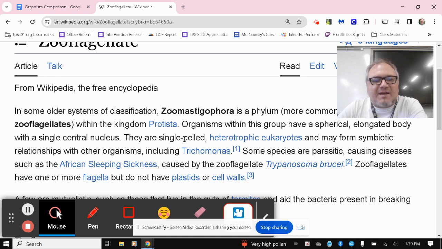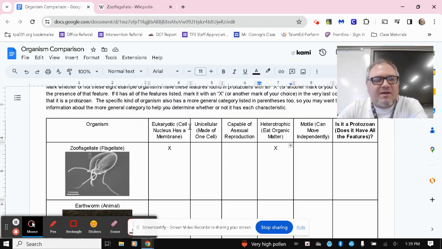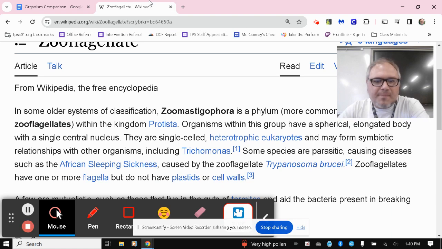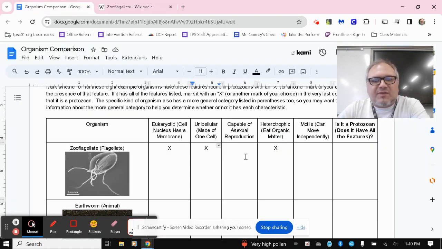So, again, we've got some clues about some other things that we were looking for here as well. We know now they're unicellular. They're made of one cell. They're single-celled organisms. It also confirmed for us, again, it's heterotrophic. It's a eukaryote. So those parts definitely are true as well. So the only other things we're looking for now is, are they capable of asexual reproduction and are they motile?